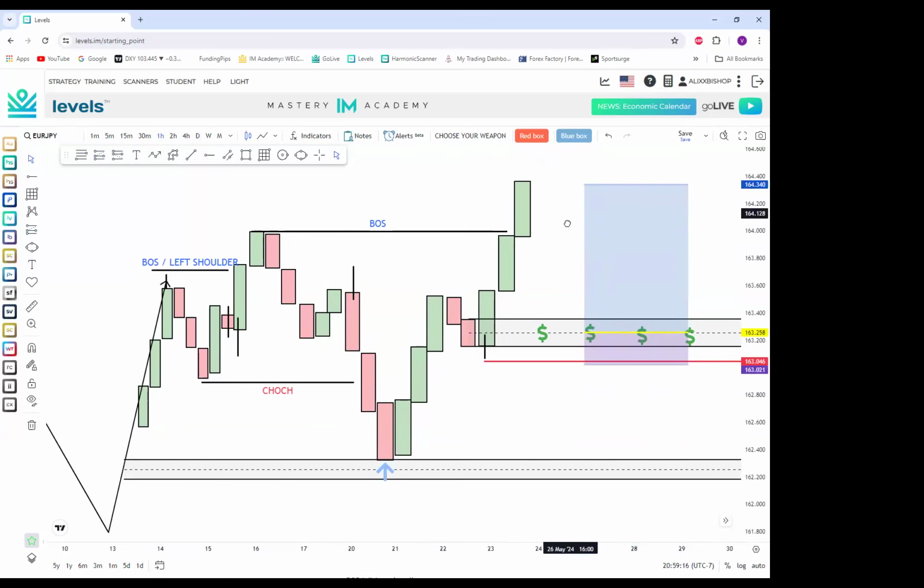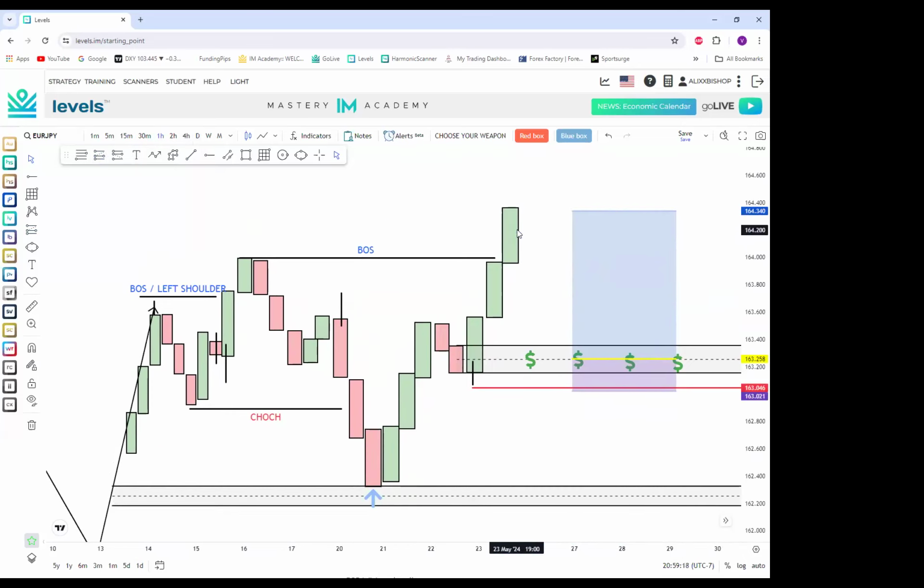Minimum 1 to 3 risks to award. Does that make sense, guys? Let me know, fam. Let me know.